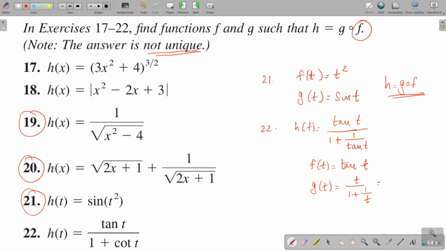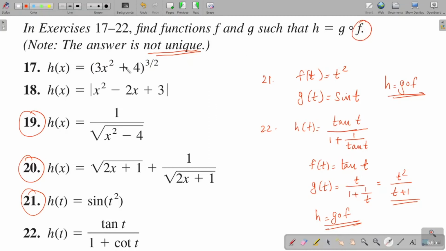Or you may simplify this and write t square divided by t plus 1. Now you may check that h is equal to g composite f. Likewise, when you are asked to express a function as a composite of two functions, you have to find the first operation you have to perform to evaluate the function h of x. Then you define that function as the second function in the composite.